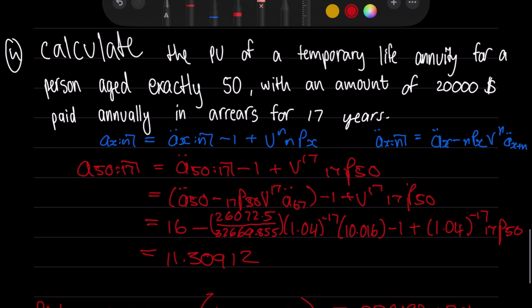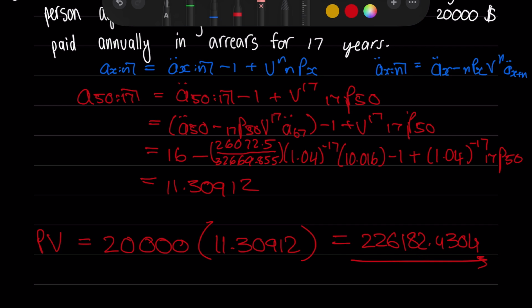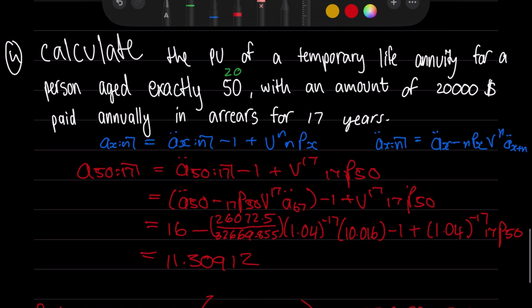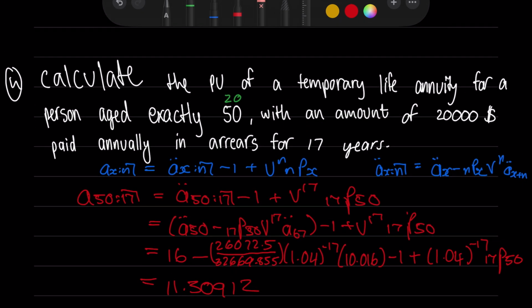And if we look at this last question, you can imagine that if we did this exact same question, but perhaps for somebody aged 20, you can see how this present value would be a lot higher, because the probability of a 20-year-old surviving for 70 years is going to be higher than the probability of a 50-year-old surviving the term of 17 years.